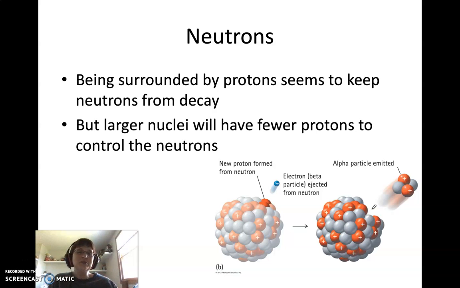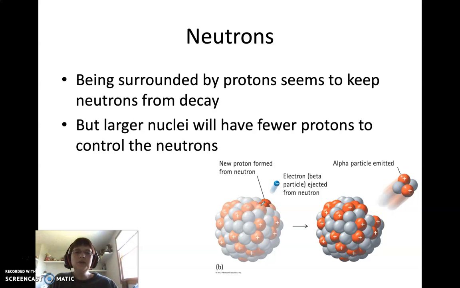However, larger nuclei will have fewer protons to control these neutrons. This is kind of a downside of being the larger element. So you need to have more neutrons to glue the protons together. However, if you look here in the picture, you have sections where the neutrons are there to glue the protons together, but there aren't enough protons around all these neutrons to keep them in control. And so eventually, one of these neutrons is going to decay, and it's going to turn into a new proton.